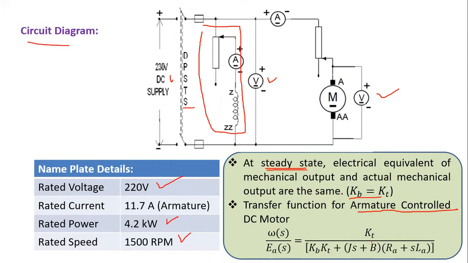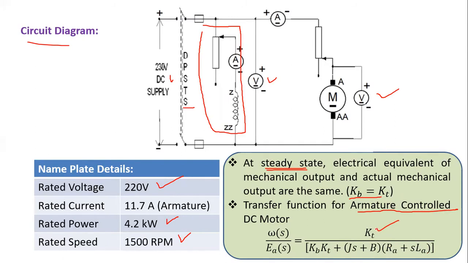Omega of S by Ea of S equals KT by (Kv into KT plus J into S plus B)(Ra plus S into La), where KT is the torque constant, Kv is the back EMF constant, J is the moment of inertia, B is the viscous friction, Ra is the armature resistance, and La is the armature reactance.